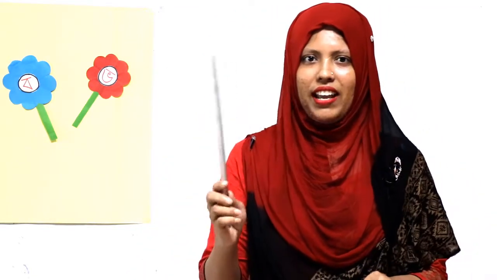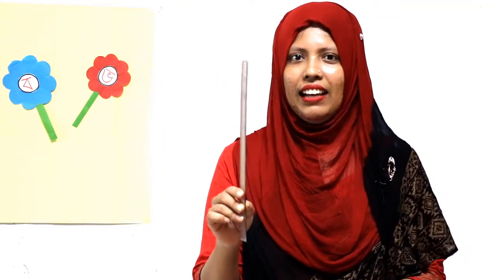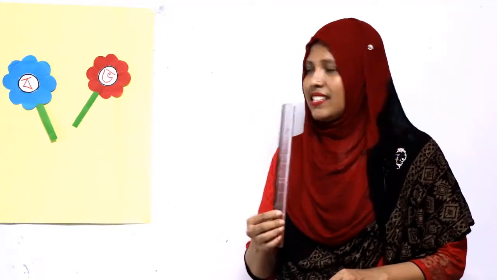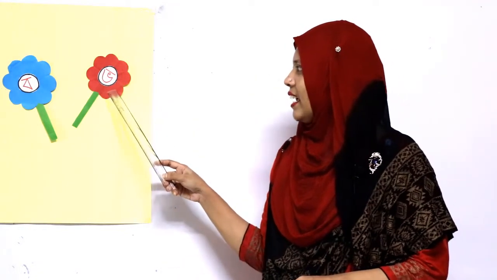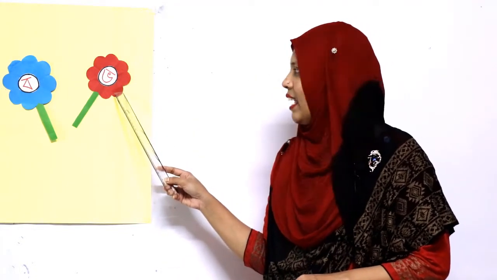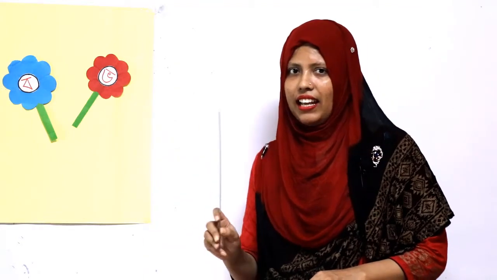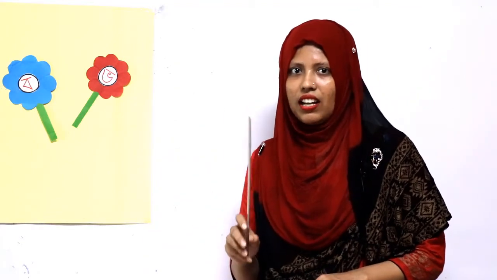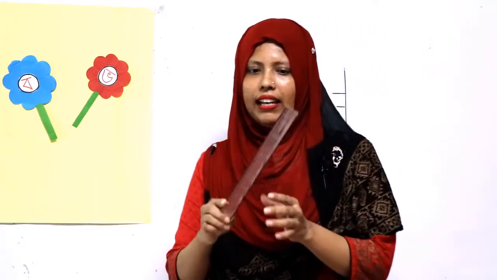What is this in my hand, students? I see this is a stick, only a stick in my hand. But when I indicate this flower with this stick, at that time this stick is called an indicator. Is it, students? When anything indicates something, that is called an indicator.